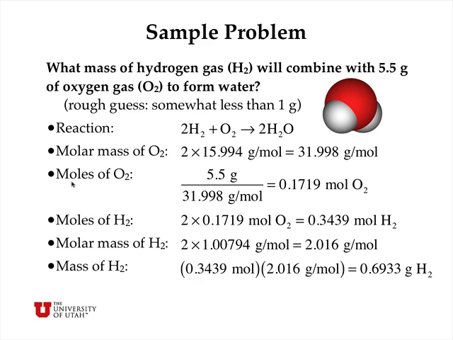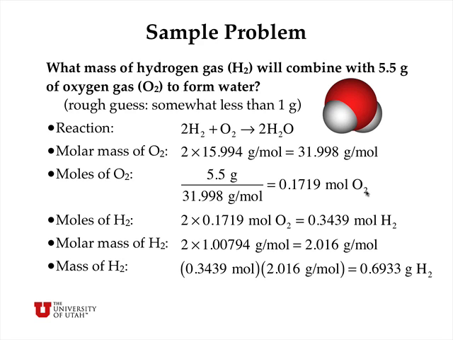So we can now calculate the number of moles of oxygen in 5.5 grams by taking the mass of oxygen, 5.5 grams, and dividing by the molar mass, 31.998 grams per mole. And what we get is that the grams in the numerator cancels the grams in the denominator. And because moles is in the denominator of the denominator, it flips up to the numerator. And we find that we have 0.1719 moles of oxygen gas in 5.5 grams.